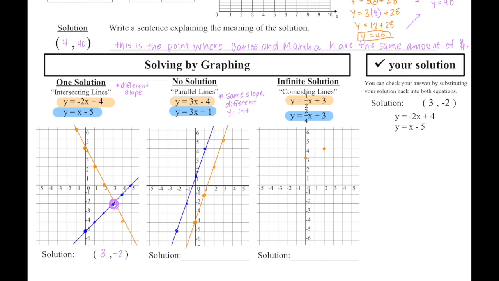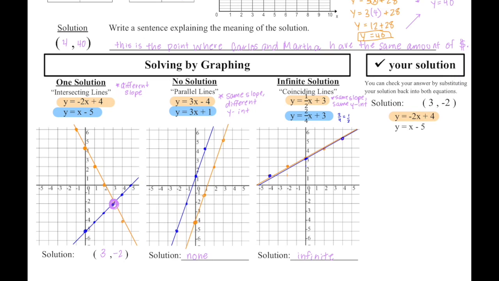Now we come to this last situation, which is these coinciding lines. Right now they don't look like they have the same slope, so I'm just going to go ahead and graph both of these lines. When I graph both of these lines, I actually find out they're exactly the same. And when I look closer, I see that the slope of the second line is 2 over 4, which can be simplified to 1 over 2, which is the same as the slope of the first line. So my hint that a system will have infinite solutions is that the equations have the same slope and the same y-intercept. They're the same line.